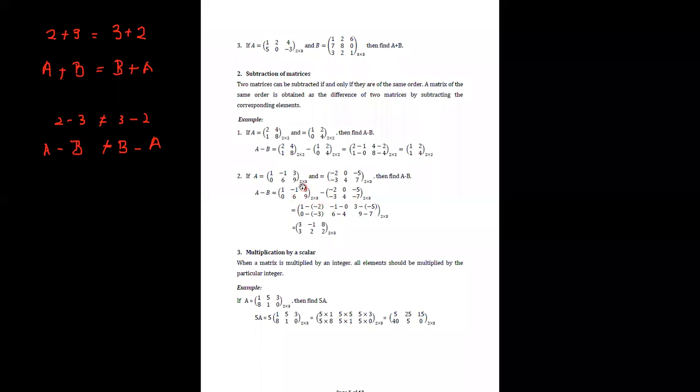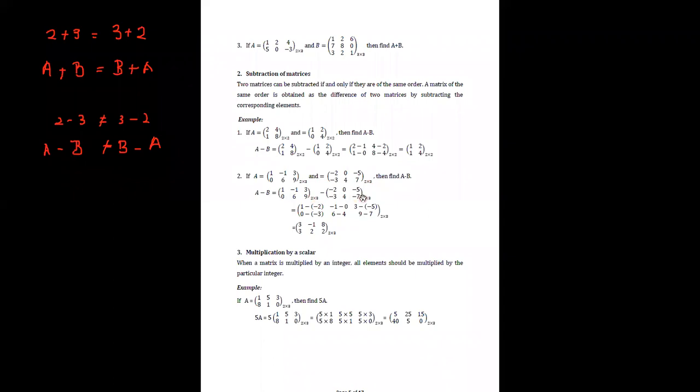Since you have checked the condition for matrices being conformable for subtraction, here you can see that A is a 2 by 3 matrix and B is also a 2 by 3 matrix. Then we can see that the matrices are conformable for matrix subtraction. Then we can subtract the corresponding elements. Therefore, we will get the values in this form.